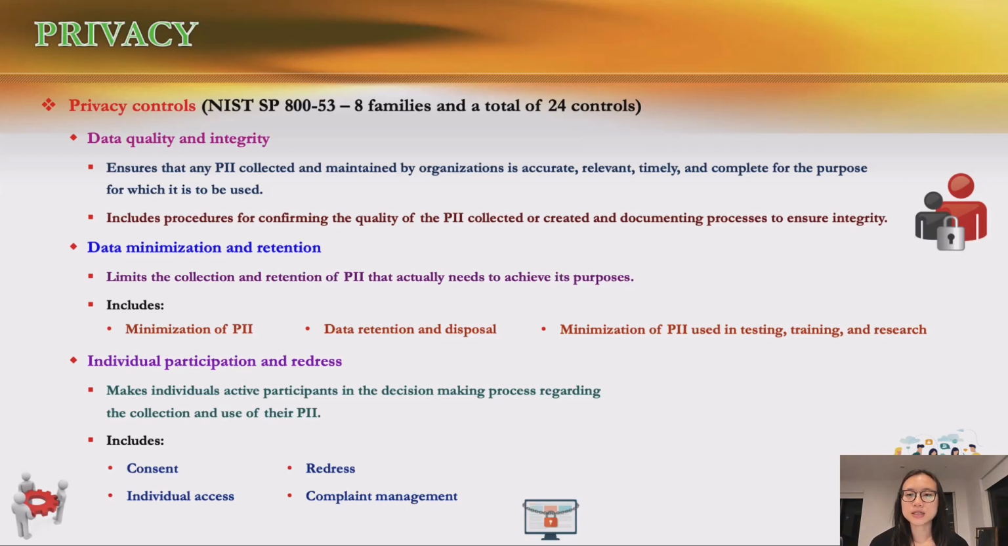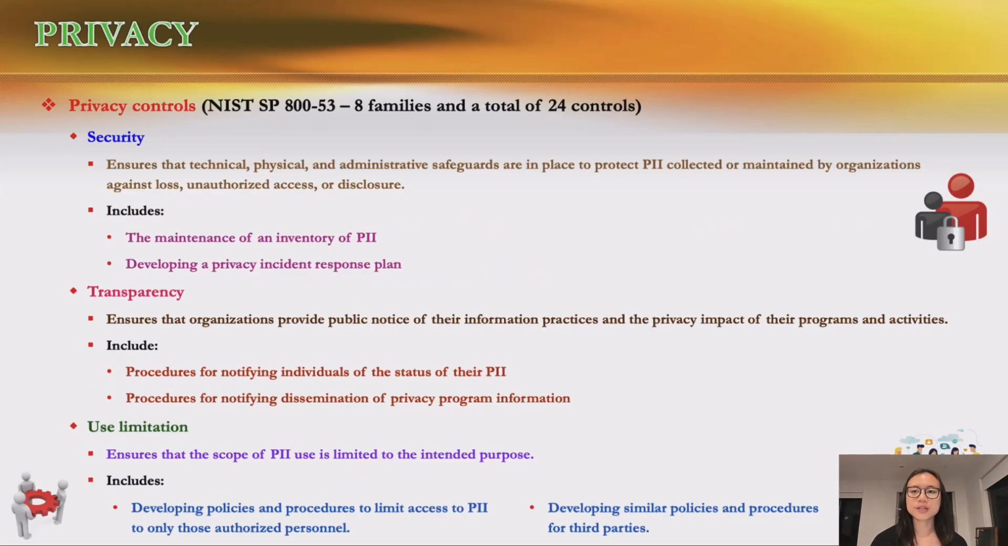It limits the collection and retention of personally identifiable information to what is actually needed to achieve its purpose. The fifth family of controls is individual participation and redress. It addresses the need to make individuals active participants in the decision-making process regarding the collection and use of their personally identifiable information. It includes consent, individual access, redress, and complaint management. And the sixth family is security.